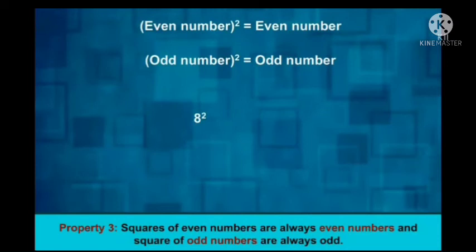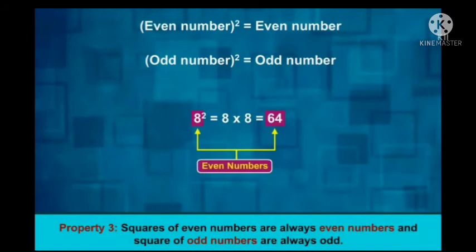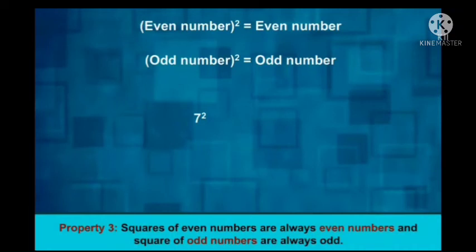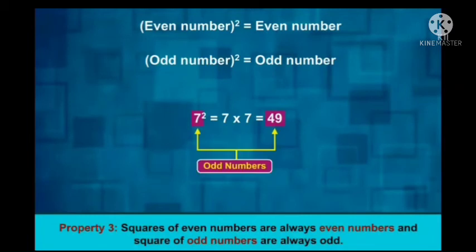is always odd. So if we have to find 8 square, it will be even, that is 64. And let us take one odd number. Suppose I take 7. 7 square will be equal to 7 into 7, 49, and it is an odd number. So what did you conclude from it? You conclude that the square of an even number is always even and the square of an odd number is always odd.